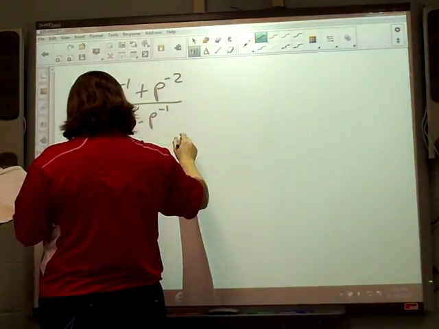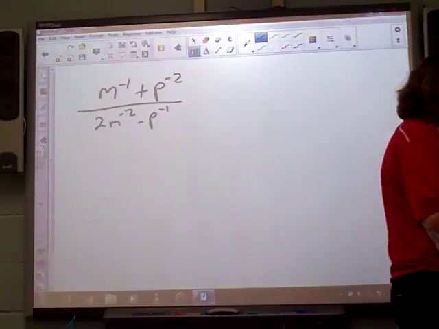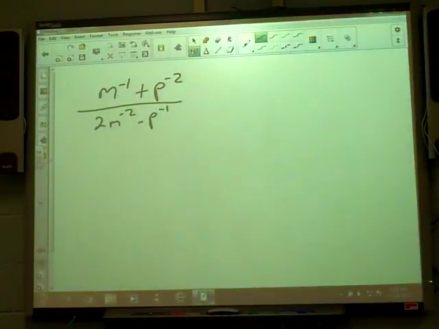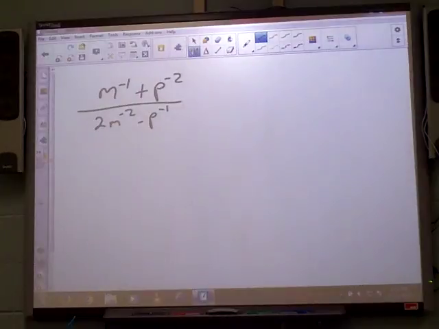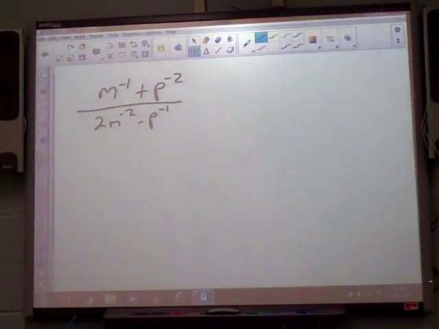Alright, I got m to the negative 1 plus p to the negative 2 over 2m to the negative 2 minus p to the negative 1. Alright, so obviously the new part here is we're looking at negative exponents. No secret in that. Can't hide that. What does a negative exponent tell us to do?